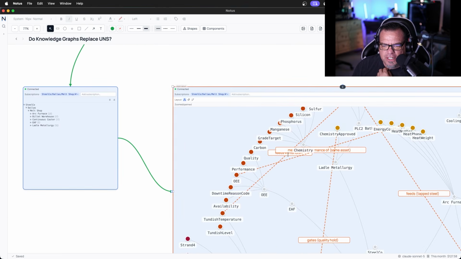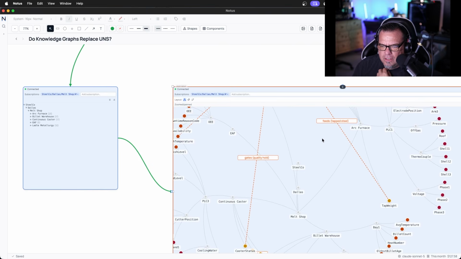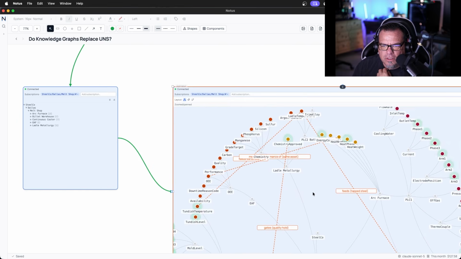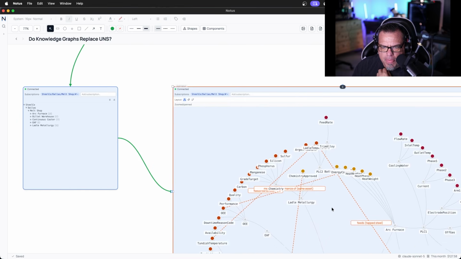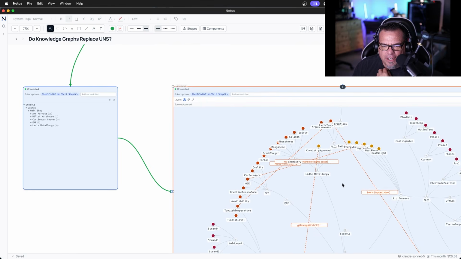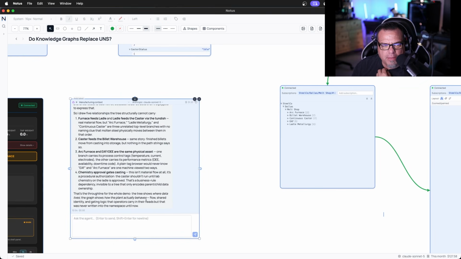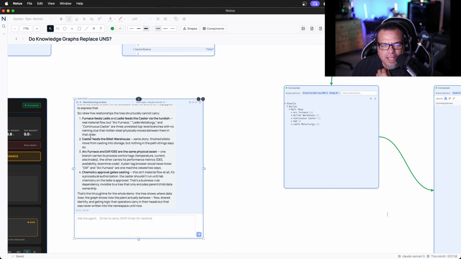So we have furnace feeds tundish right there. And we have feeds tap steel, and we have gates quality hold. Perfect. So we've added in our three-dimensional relationships. We added in caster feeds the billet warehouse. We've added in arc furnace and electric arc furnace and OEE are the same physical asset. And chemistry approval gates the casting.